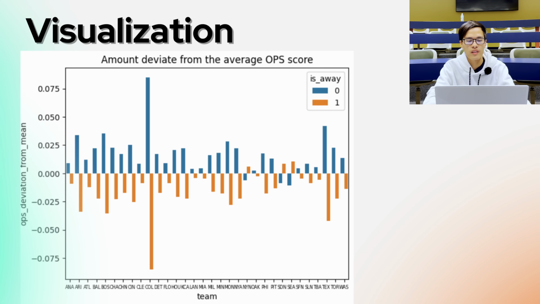Using our new stacked dataset, we grouped by team and home or away to find the average OPS deviation for each team, at home or away, to plot this graph. We can see that teams generally perform better in home games than away games, because home games have positive values for deviation while away games have negative ones.